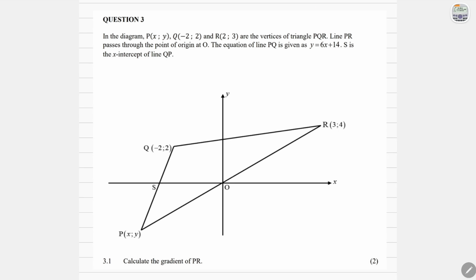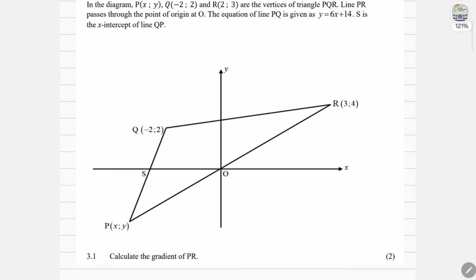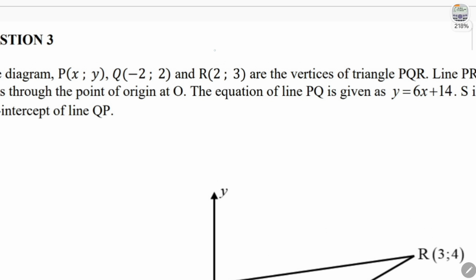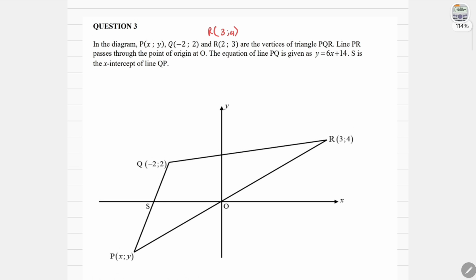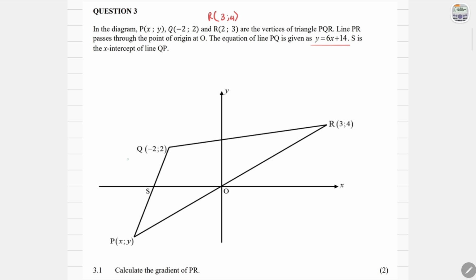I was looking in the rest of the question if there's any indication, like any right angle or anything like that that could help to determine what exactly it is. But it seems like it could be either. So I'm just going to use it as 3 and 4 in this case. Let's just go ahead and leave it as 3 and 4. So that is R. We'll keep that in mind. So these are the vertices of triangle PQR. And we are told that line PR passes through the point of origin at O. The equation of the line PQ is given by this equation, and let's just put that down. So PQ's equation is already here. This is PQ.